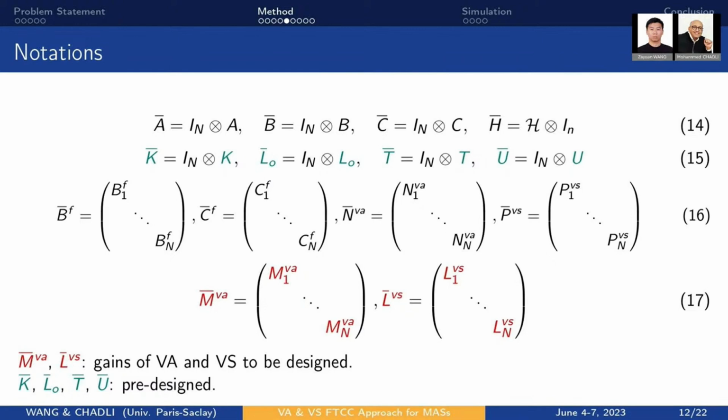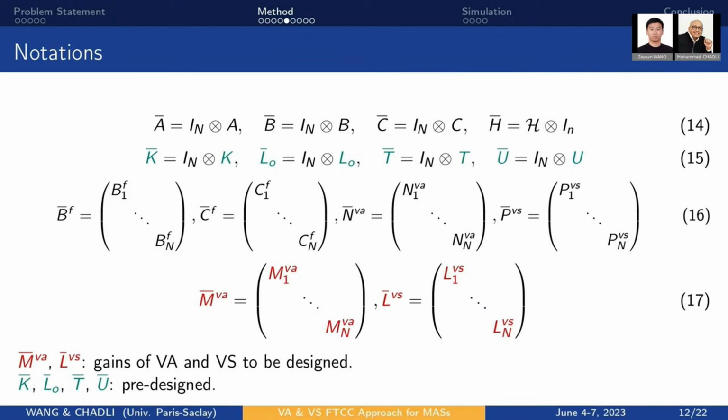Let's also define these notations. The A bar, B bar, C bar are actually the canonical product of the identity matrix and the matrix itself. So we follow these rules and we define also the K bar, LO bar, T bar, and U bar. The following matrices are also defined as the block diagonal matrix of small matrices of each agent, as the M bar VA and L bar VS.